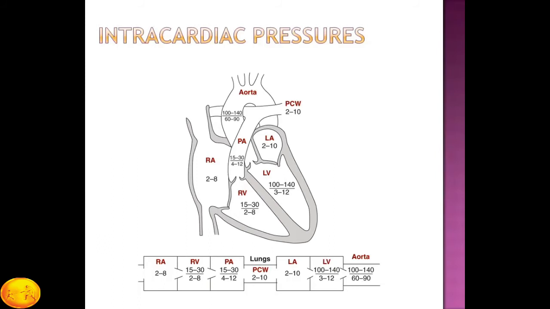So central venous pressure monitoring and pulmonary artery pressure monitoring, and the last, third, is the arterial blood pressure monitoring, which we monitor at the peripheral vasculature. So you should know these pressure ranges. Left ventricular pressure, what is the left ventricular pressure? It is 100 to 140. So it is the systolic pressure which we measure at the arm.